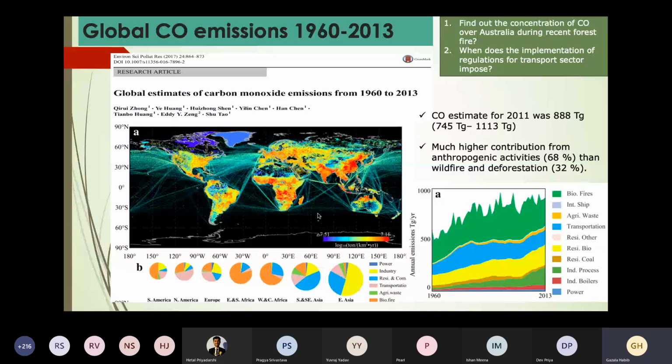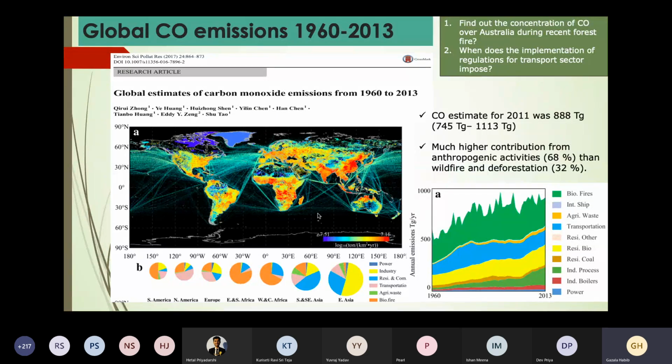So I have two questions for you. You can just try to find it out. Find out the concentration of CO over Australia during the recent forest fire. When was the recent forest fire? Last year, yeah, 2020. Yes. So just find out what was the concentration of CO over Australia during that recent forest fire.